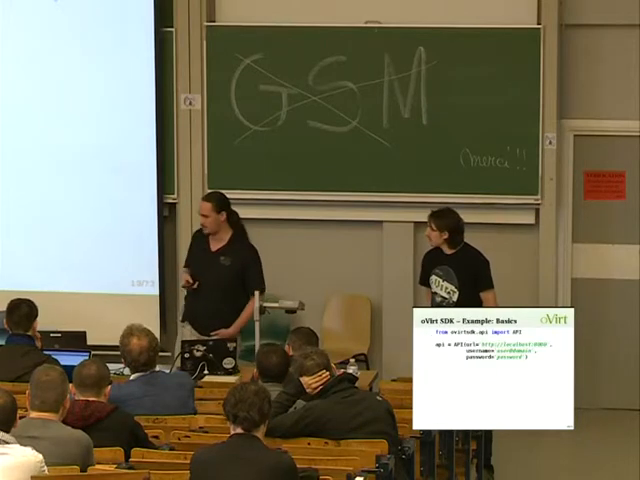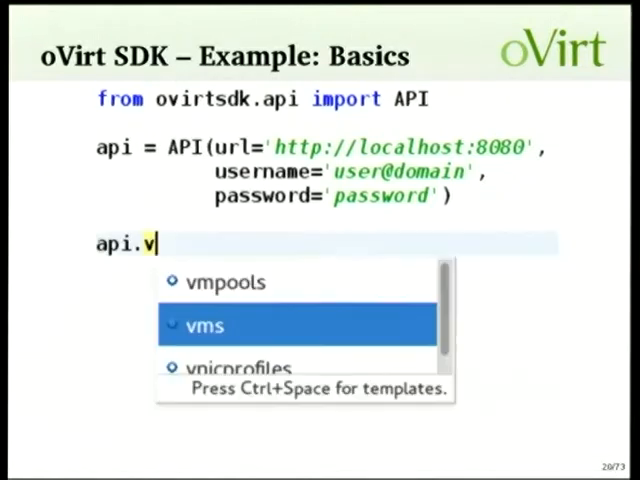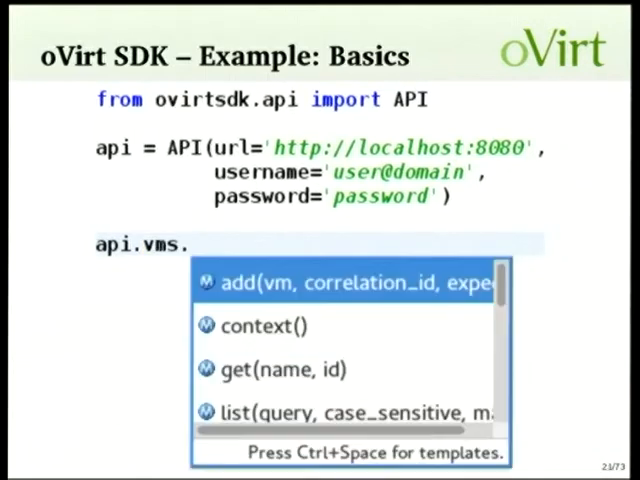So like in this example, we look at the Python SDK. I just import the API object in Python, and then I can create a proxy for the API. So I just give a URL, username, and password, and get a proxy object. And on that proxy object, I can list all the available collections or actions. So in this case, I can call VMs. And on VMs, I can see all the actions, like add a new VM.